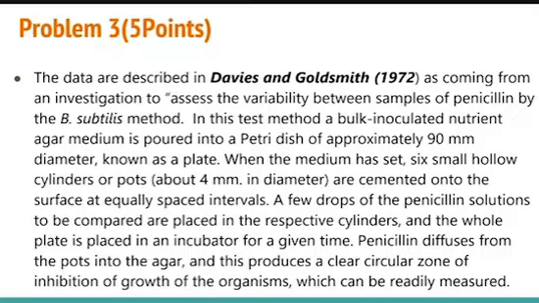Look at this question. The data are collected in Davis and Goldsmith as coming from an investigation to assess the variability. Variability, look at that. Which means the factors that they are talking about here should be random, because we're not interested in comparing means, but the interest is on variability. I told you the other time, when you are investigating random effects, we are testing the variance.